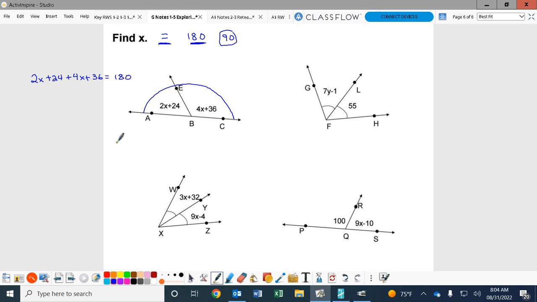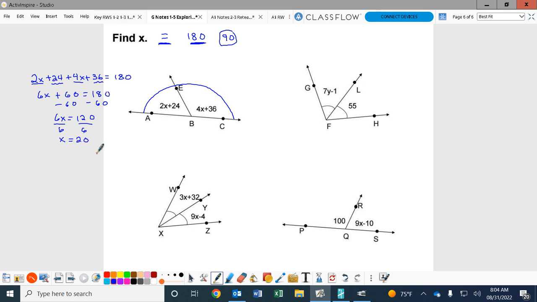That's the geometry. Everything else is algebra. Knowing to set them equal to 180 is what you need to learn from this. Okay? So 2x and 4x go together to give you 6x. 24 and 36 go together to give you 60 equals 180. We minus 60 minus 60. We got 6x equals 120. Divide by 6, and x equals 20.